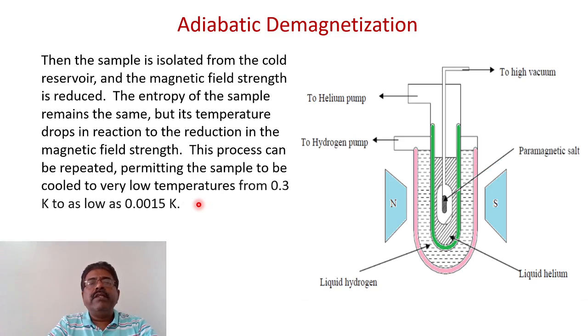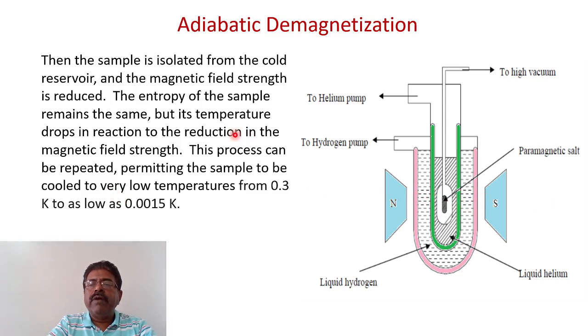Now in the next part, the sample is isolated. Once this isothermal magnetization process is completed, this liquid helium is pumped out. You can see the liquid helium pump. It is pumped out. So now there will be no medium to share the heat generated here. The sample is isolated from the cold reservoir and the magnetic field strength is reduced. So the magnetic field strength that is present is reduced.